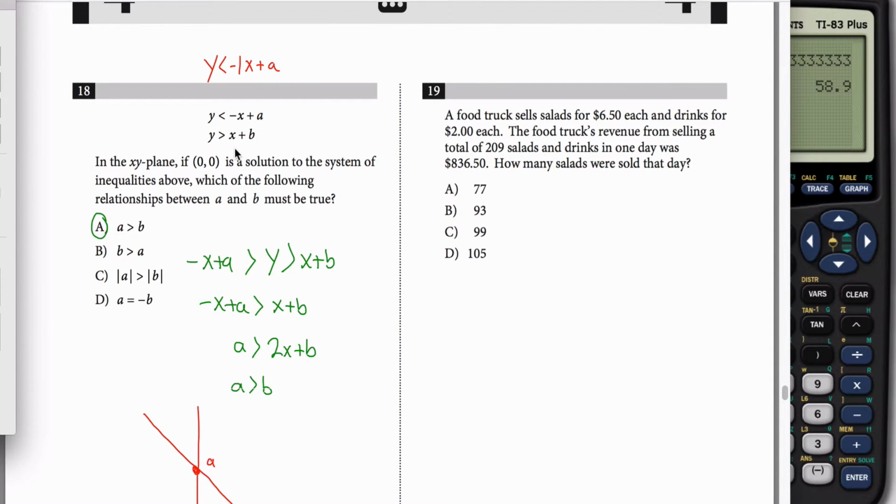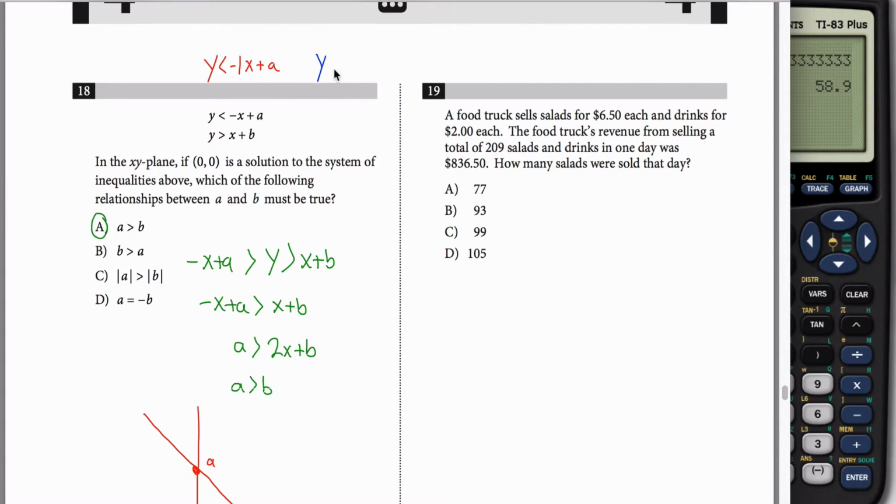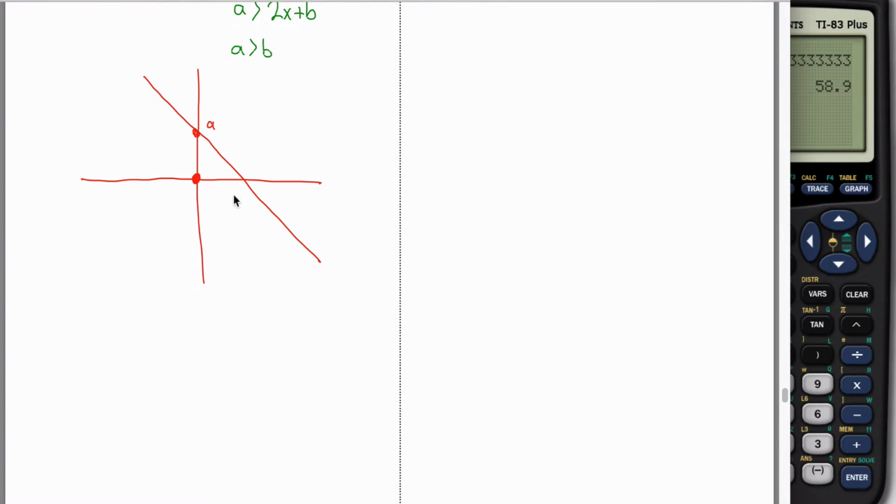Similarly, I got y is greater than 1x plus b. So now my slope is +1, so it's diagonal up and to the right, and my y-intercept is b. But since y is greater than this thing, I want to shade above this line. So I'm going to draw this line, I'm going to shade above it, but in the shaded region, I better contain this point here. So really what ends up happening is this blue line right here has to have a y-intercept that has a negative value.